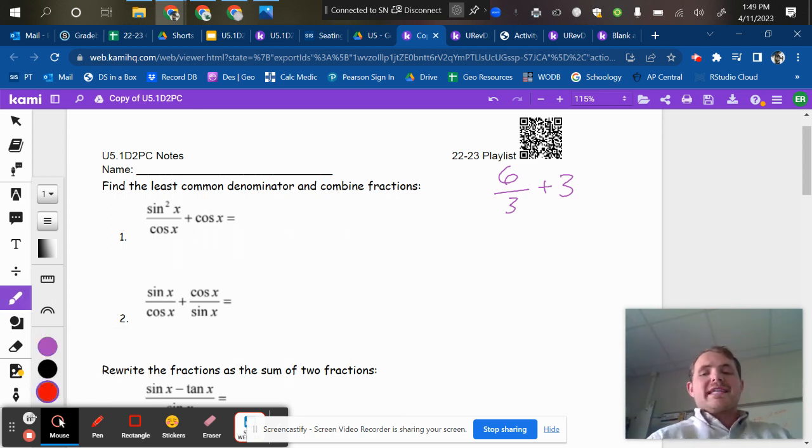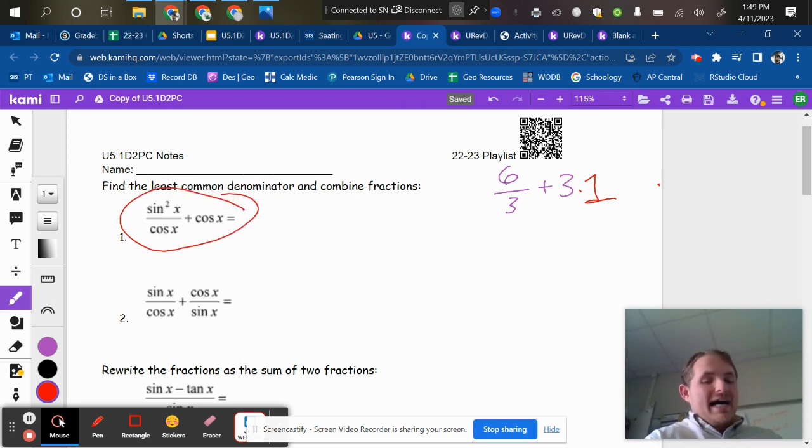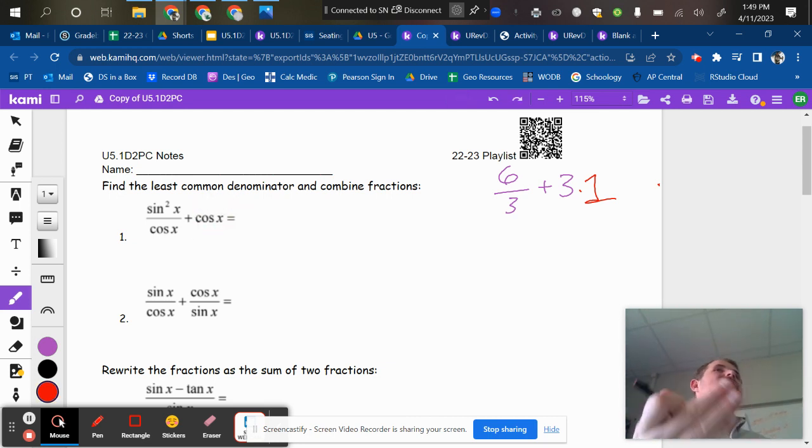So what Troy was saying is we're going to need 3 times 3 so that we get that same denominator there. That's great, Troy. Remember that 3 over 3 is just a fancy version of 1. So we're doing that exact same concept right here. So what does this cosine right there need to get multiplied by so that they have common denominators? Cosine over cosine, which is just a fancy way to say 1, right? So we're going to multiply by cosine over cosine.